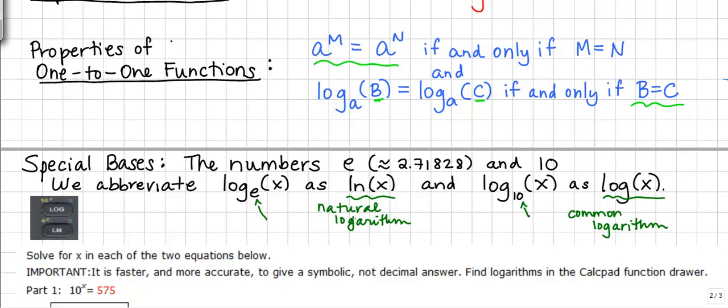Typically on calculators, as you can see from the screenshot, those two buttons are built into your calculator as convenient bases to access with the logarithms.